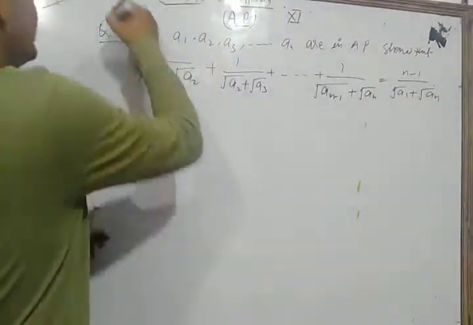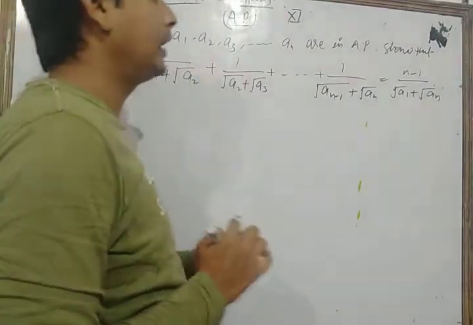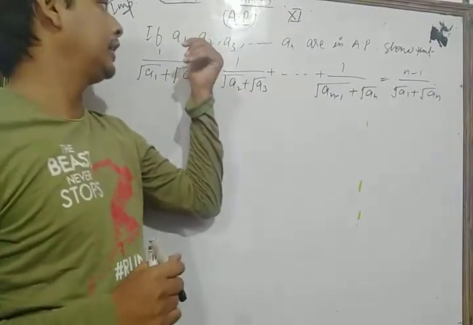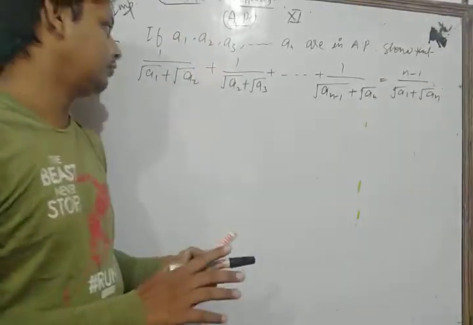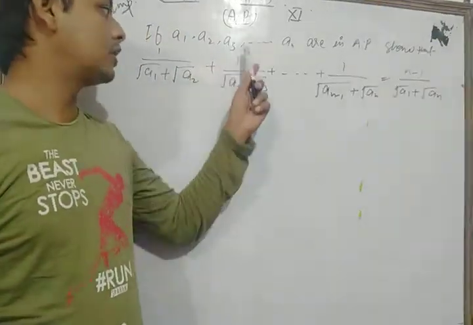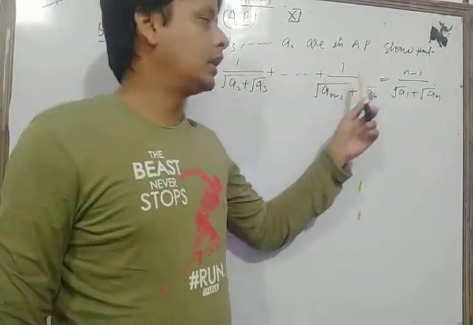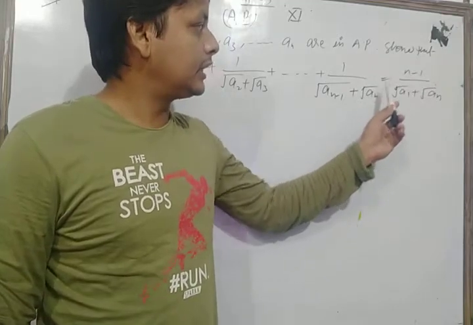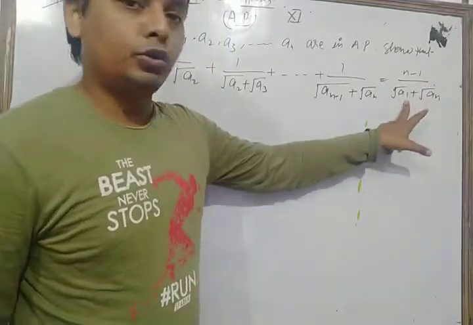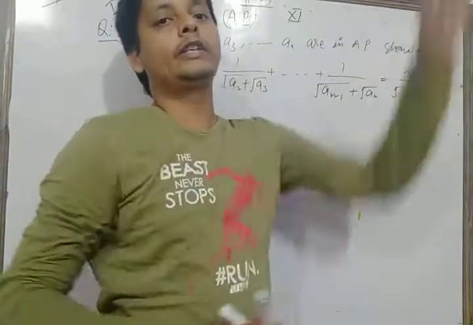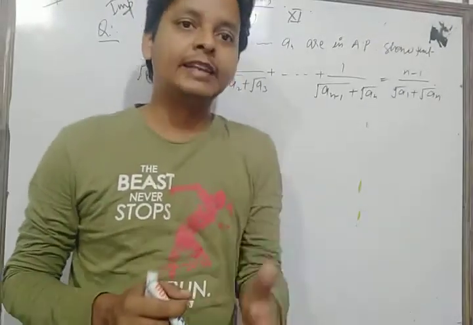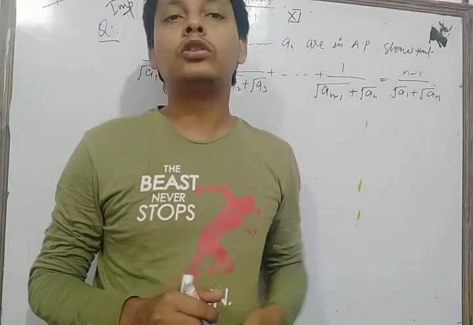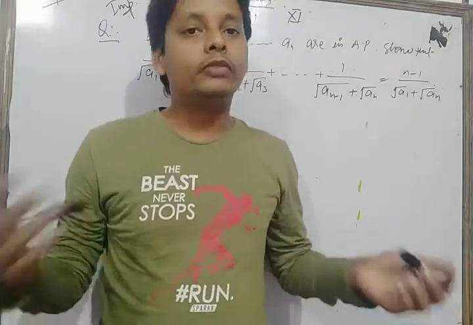Dear students, this is a very important question of your syllabus. In this question we have a1, a2, a3 and so on in AP, and we have to show that the sum is equal to n minus 1 upon under root a1 plus under root an. Now we know that if a sequence is in AP, then the difference between a term and its previous term is always constant, and that constant is the common difference of that sequence. Now here is the solution.